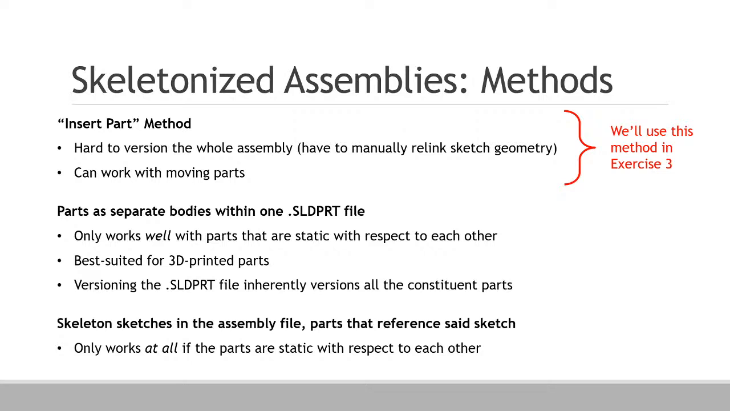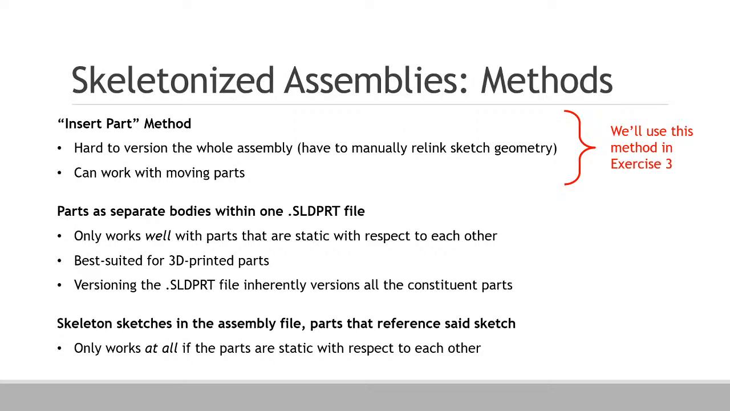But one of the advantages of the insert part method is you can do moving parts. If you have a 4-bar linkage, the skeleton basically has to have all of the geometry as if it were static. But when you make them as independent parts and then assemble them, you can still use all of your constraints such that the parts can move relative to one another. That is a lot harder to do if your parts are just separate bodies within one part file, because you don't have constraints and you don't have degrees of freedom.